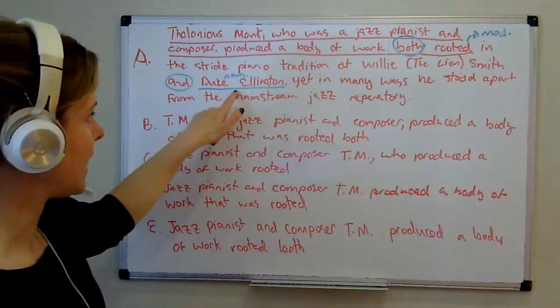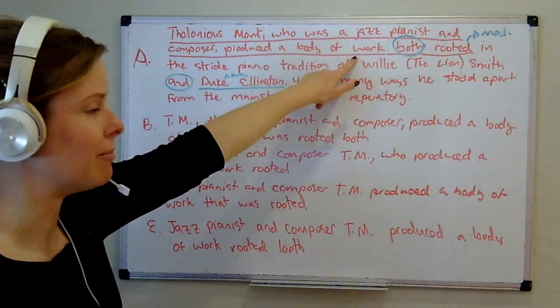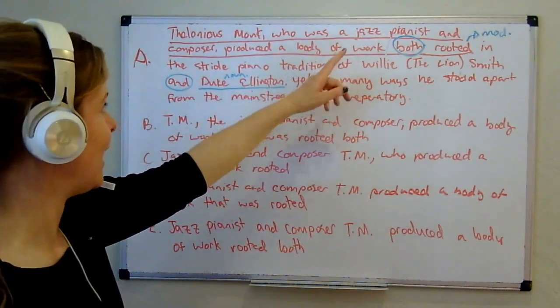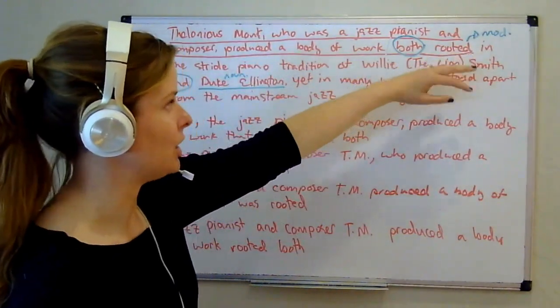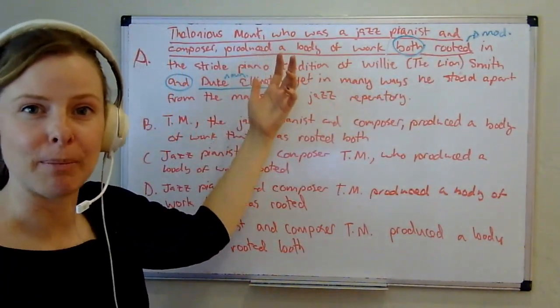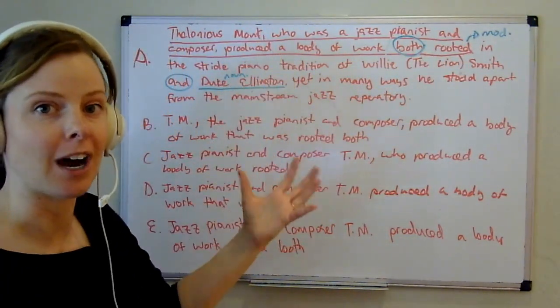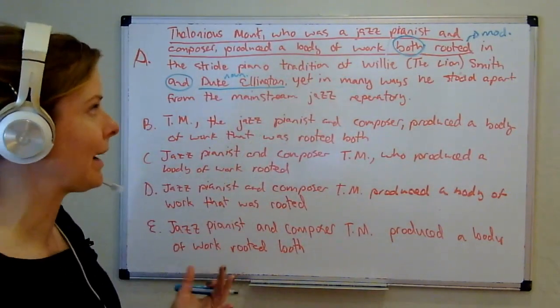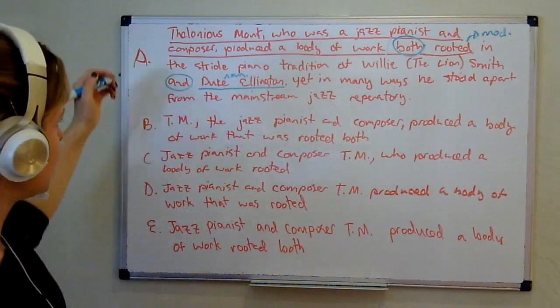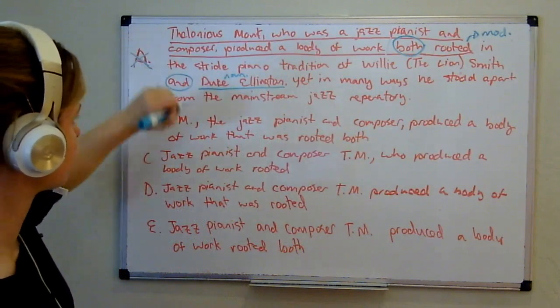If you try to put this second leg right after your stem, it really doesn't work. We just have produced a body of work, Duke Ellington. We really need some of this information to be outside of your parallel structure so that we know that we're talking about the tradition of these two people. So grammatically and meaning-wise, A is just out and you can get rid of A.